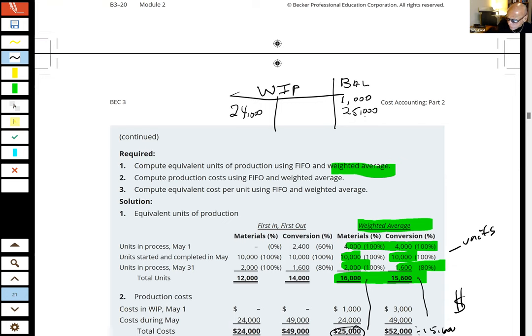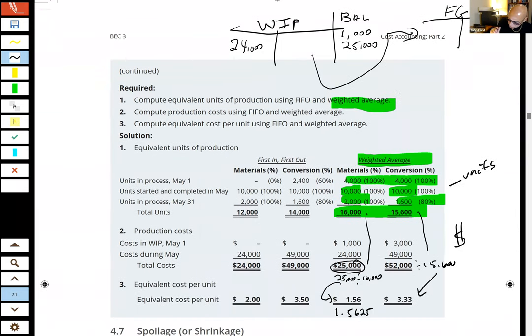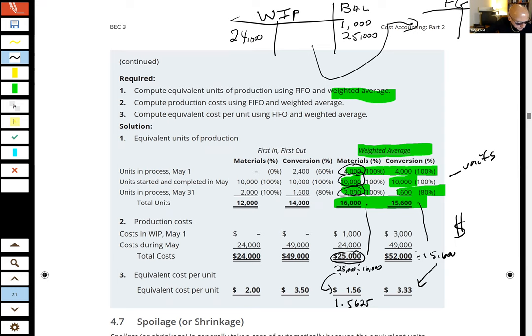Well, some of the stuff got finished, didn't it, and transferred out. So that means I need some amount that's going to have to come out of work in process and go into finished goods, right? How am I going to do that? Well, if you look, and I'm just looking at materials again, guys, they had 4,000 units in process. They started another and completed another 10,000. And then there were 2,000 units left over at the end. So the units that got transferred here were 14,000, the ones that they already had and the units they started and completed.